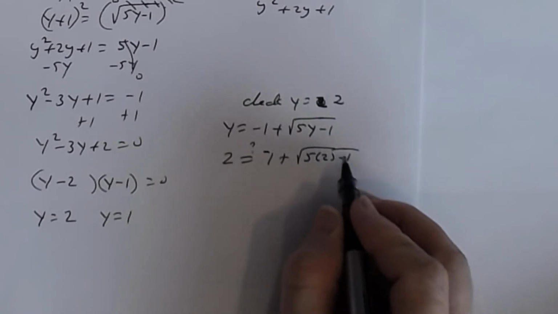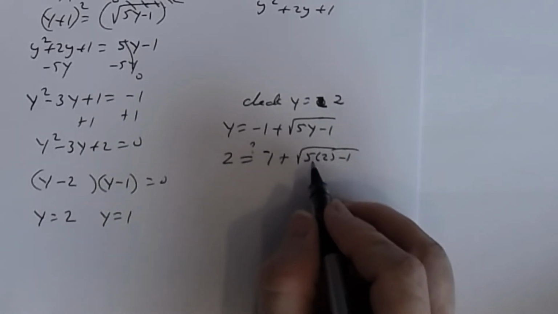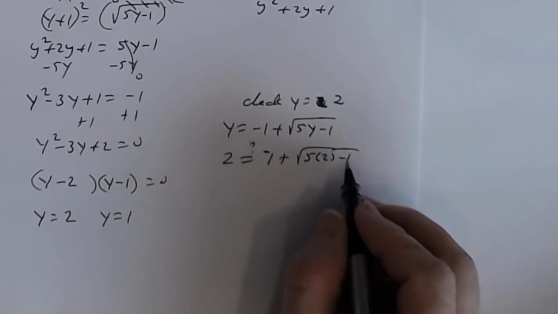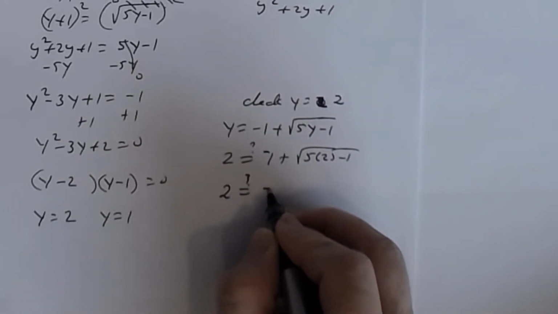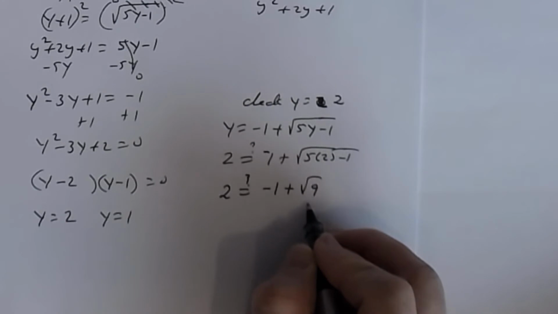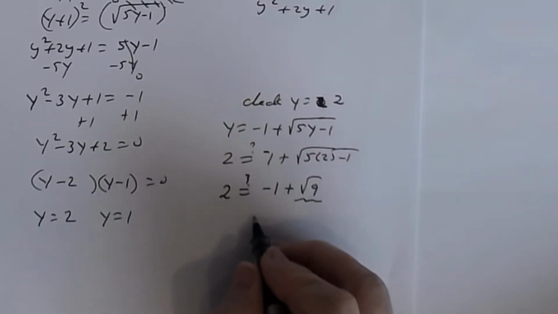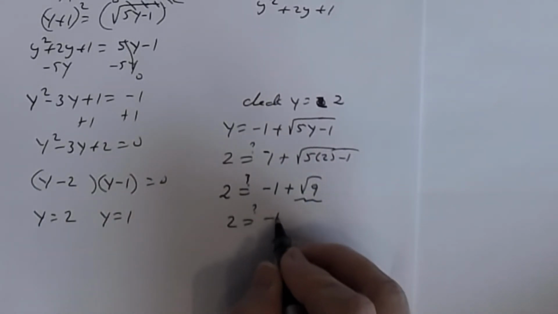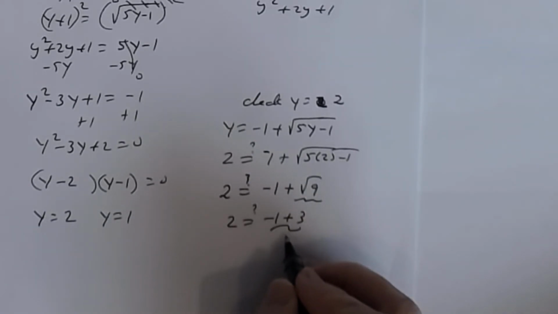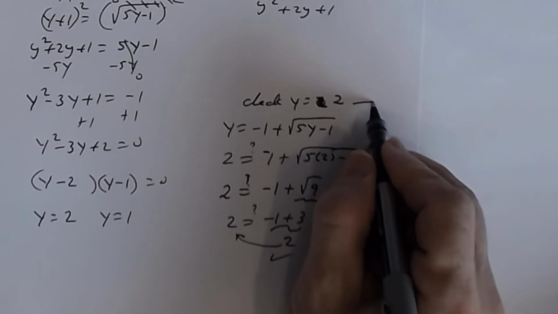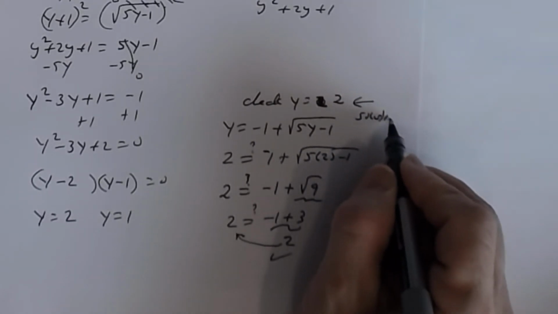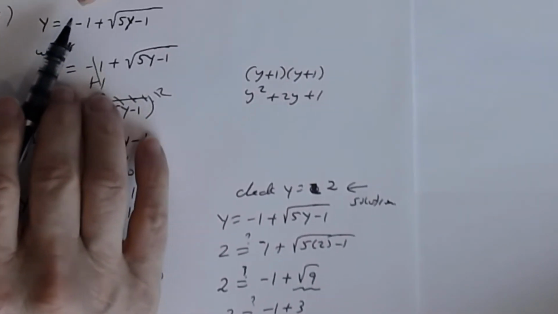All right, let's simplify this radical, in particular the radicand. 5 times 2 is 10. 10 minus 1 is 9. So 2 equals negative 1 plus the square root of 9. The square root of 9 is 3. So 2 equals negative 1 plus 3. And negative 1 plus 3 is 2, so that's true. So that is a solution to the original.